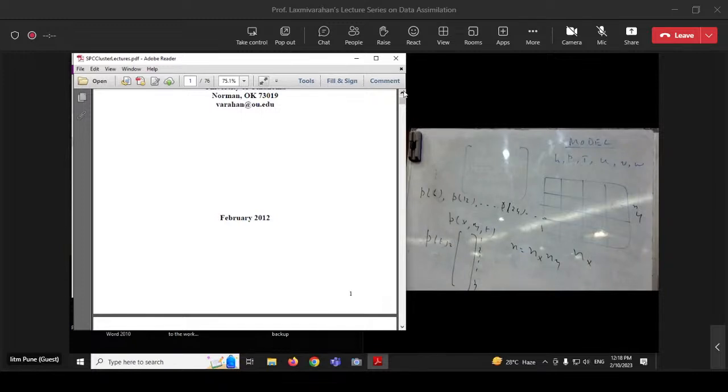I'm not interested in every t. I'm interested in 6 hours, 12 hours, 18 hours, and so on. So at the 6th hour, what is the pressure distribution as given by the model solution? Concatenate the whole thing and create a vector.